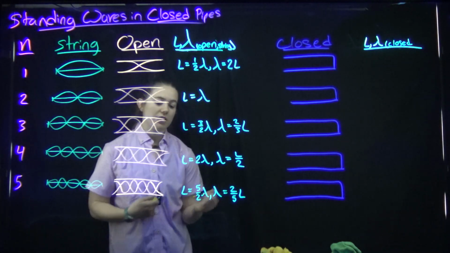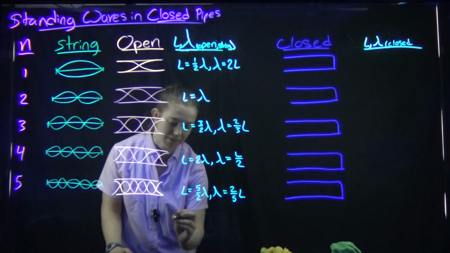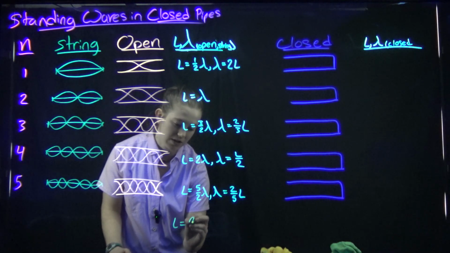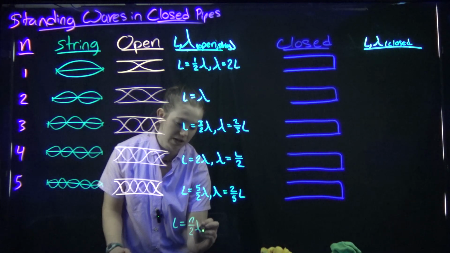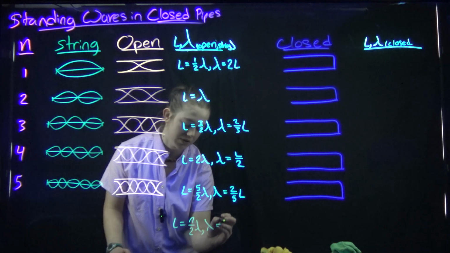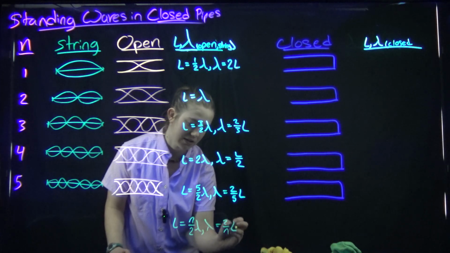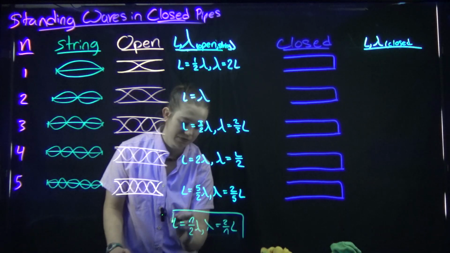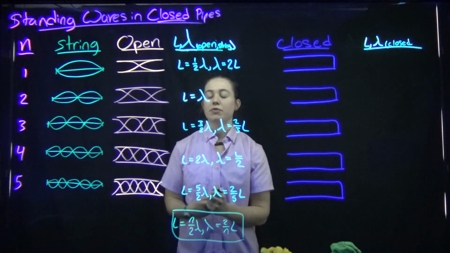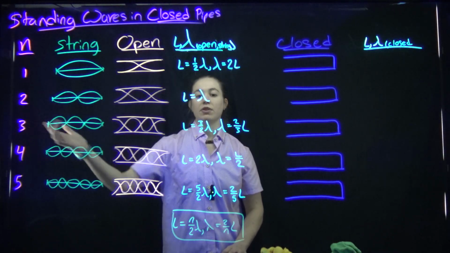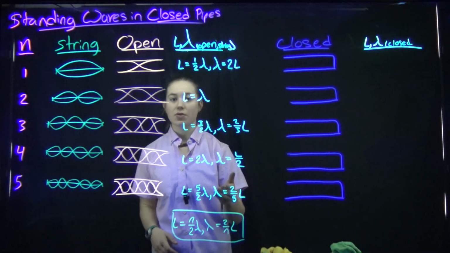Notice you can kind of work out a general formula for L or lambda. L equals n over 2 lambda. Lambda equals 2 over n L. And you can prove that to yourself by looking at the numbers for n and these equations for L and lambda.